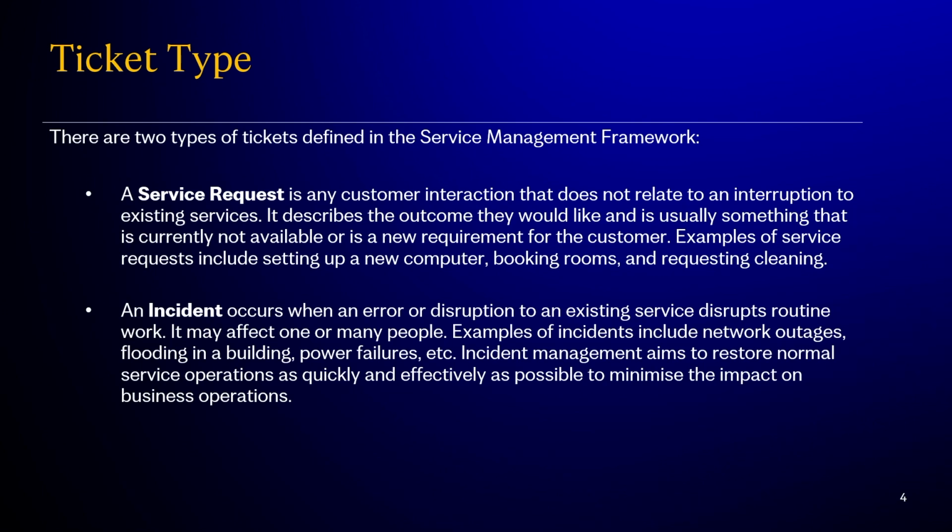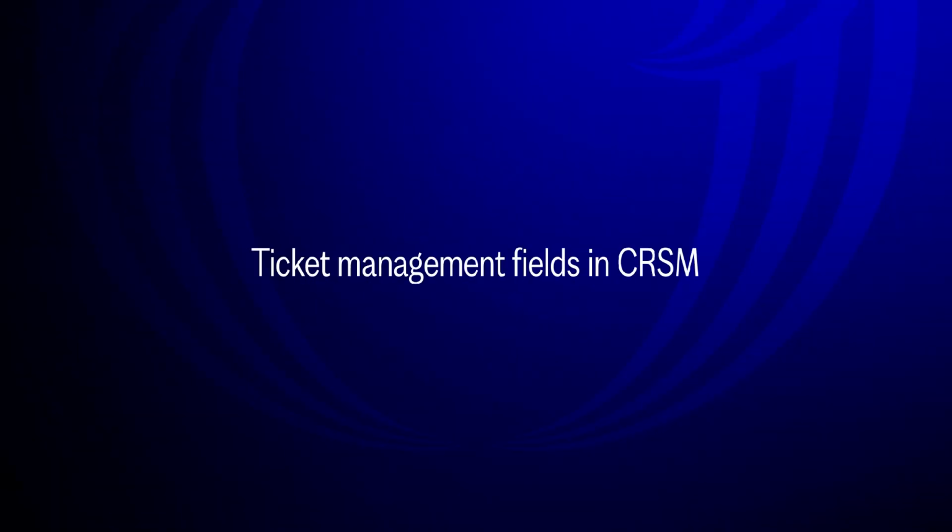Second, we have incidents. These occur when an error or disruption to an existing service disrupts routine work. It can affect one or many people. Examples include network outages, flooding in a building, or power failures. The goal of incident management is to restore normal service operations as quickly and effectively as possible, minimizing the impact on business operations. Next, we will provide an overview of the components of a ticket.